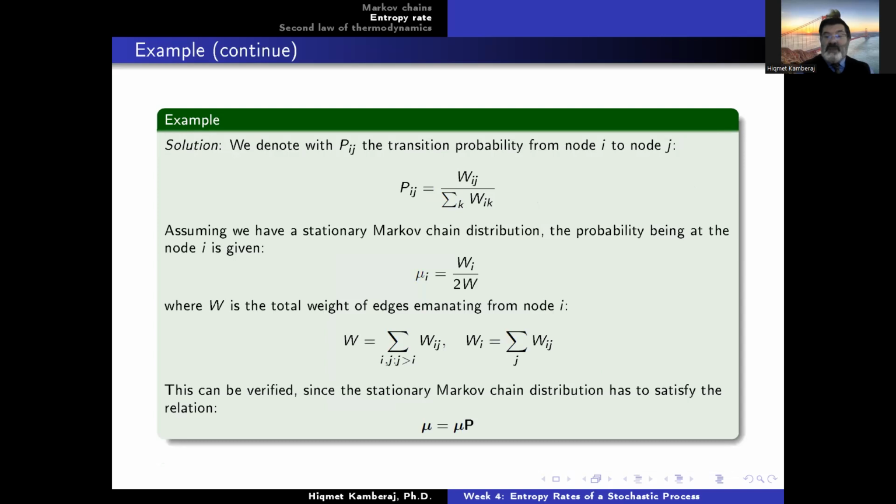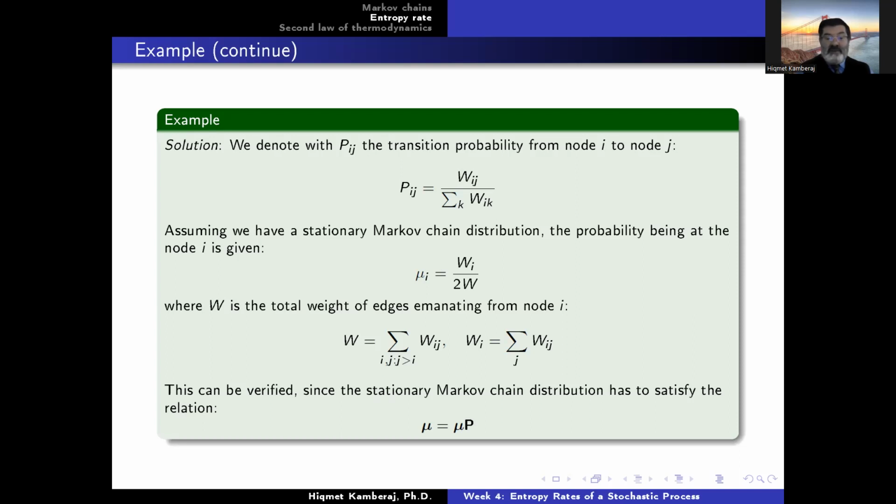Now we denote with Pij the transition probability from the node I to the node J, defined as mu ij over the sum of all k's mu I k. All right. Now assume that we have a stationary Markov chain distribution. The probability of being at the node I is given as mu I equal to mu I over 2 mu, where mu is the total weight of the edges emanating from the node I.